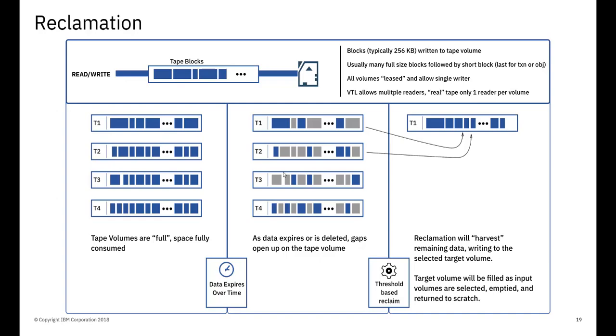In order to combat these two issues, we'll take the remaining valid data off of a couple of tapes, write that data to a new tape, and then free up the old tapes to be reused. This reclamation process is automatically monitored by the Spectrum Protect server. It works for both on-site and off-site volumes, and it definitely will save your customer money by not having to keep half-empty volumes out there that take longer to restore from.